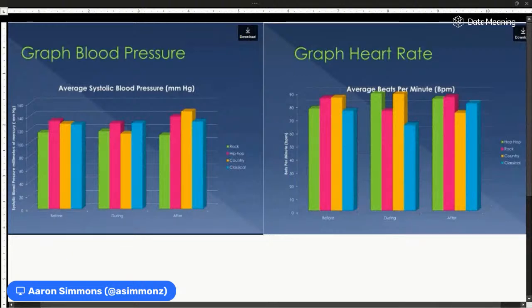It's interesting data, just the fact of looking at blood pressure and heart rate based upon the type of music we're listening to. I like the before, during, after, right? So I kind of like the framework of the music. I find the bar charts a little bit daunting though, because as I'm looking at the before, what does that mean? And then I'm trying to compare them to the other sets of bar charts.